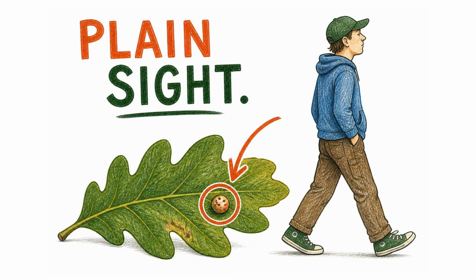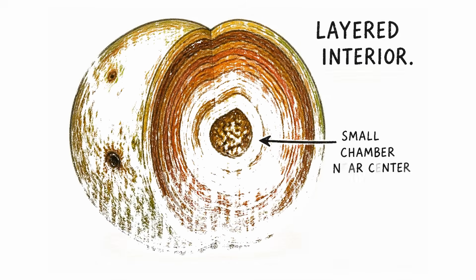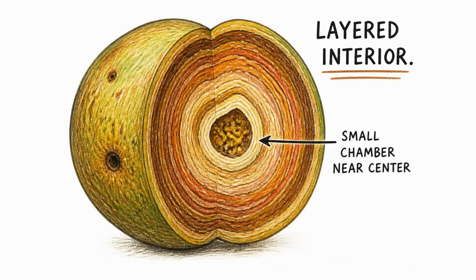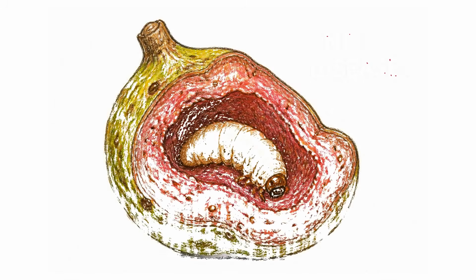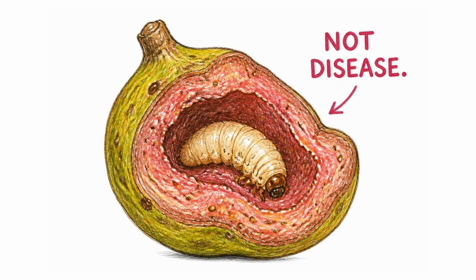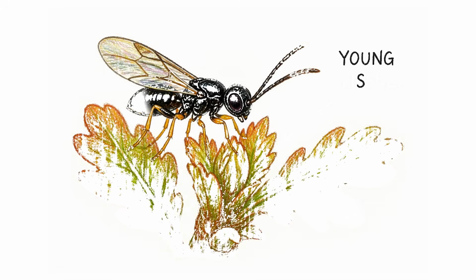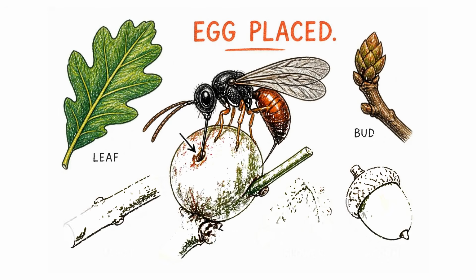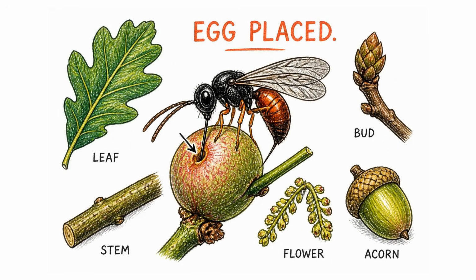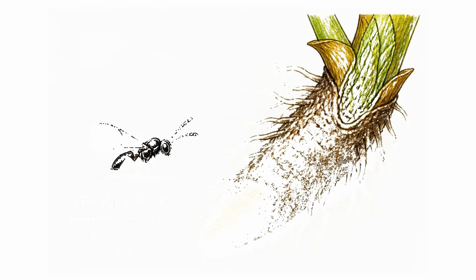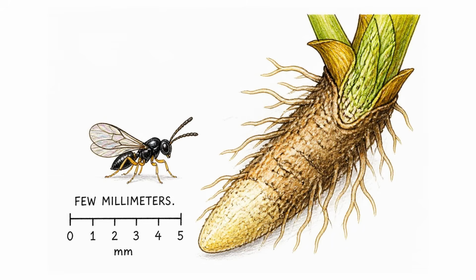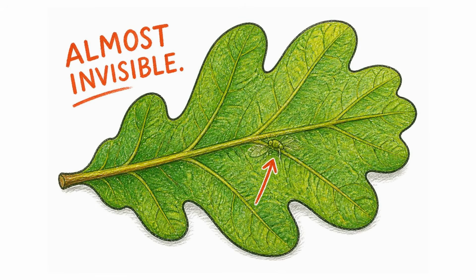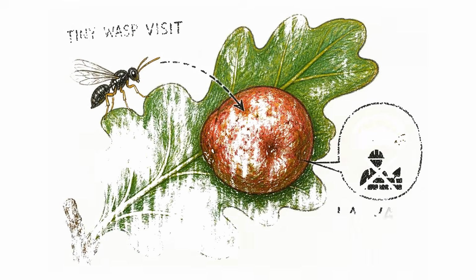The round gall is cut open, and the smooth outside gives way to a layered interior with a small chamber tucked near the center. Inside that chamber, the mystery becomes less like a disease and more like a nursery. A female gall wasp may have visited the oak when its tissue was young and responsive, laying an egg into a leaf, bud, stem, flower, acorn, or even root at exactly the right stage. The wasp was likely only a few millimeters long, almost invisible against the veins and shadows of the oak. But the effect of that visit was enormous.